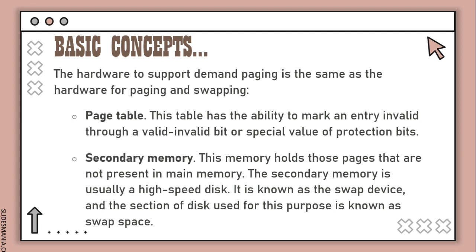The second memory is usually a high-speed disk. It is known as the swap device, and the section of disk used for this purpose is known as the swap space. A crucial requirement for demand paging is the need to be able to restart any instruction after a page fault, because we save the state registers, condition code, and instruction counter of the interrupted process when the page fault occurs. We must be able to restart the process in exactly the same place and state, except that the desired page is now in memory and is accessible.